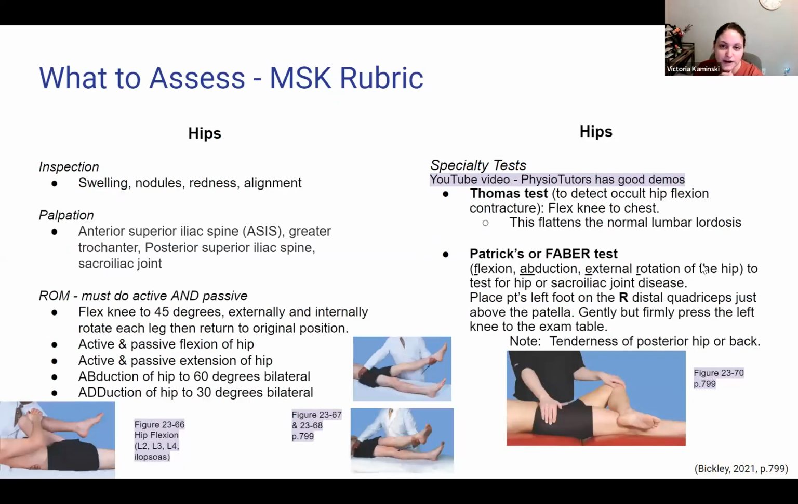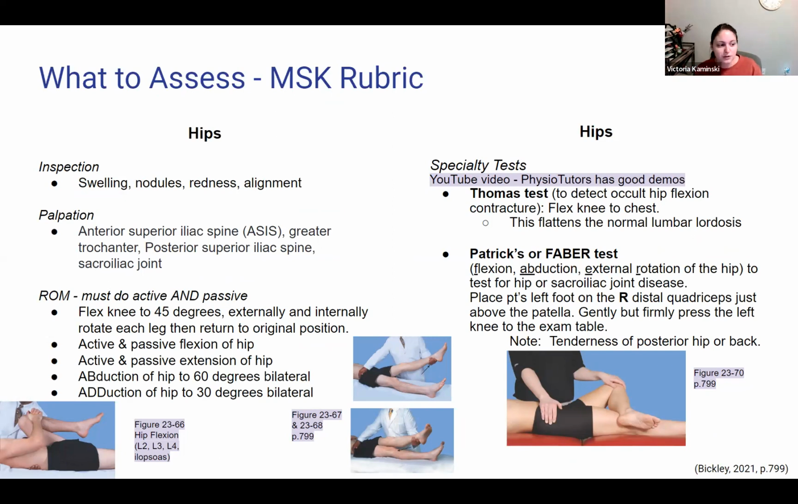When it comes down to our hips, we're now on our lower extremities. So basically, I've worked my way from the head, neck, shoulders, elbows, wrist, hands, and fingers. Now, if you're holding your hands by your side, you're going to be about at your hips. So we're going to start there, inspecting the hips for swelling, nodules, redness, and alignment.